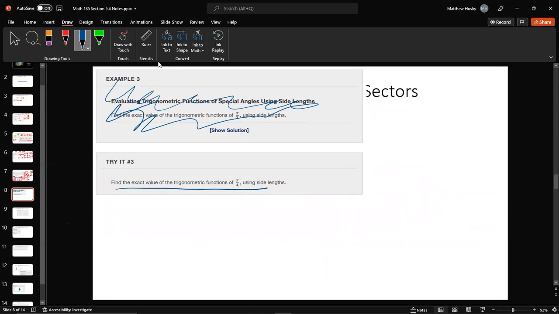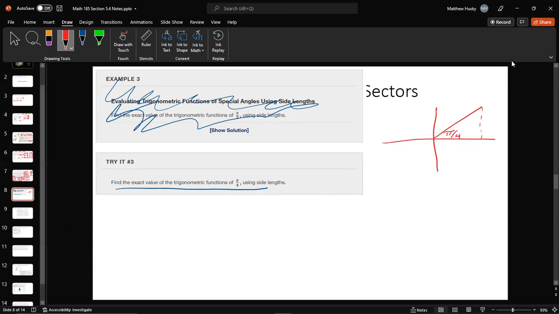So pi over 4, what's that going to look like? Let's break out our unit circle again. So here's pi over 4, which is equivalent to a 45-degree angle. Anytime you have a denominator of 4 for your radian measure, that's a special situation where it turns out the sine and the cosine are exactly the same.